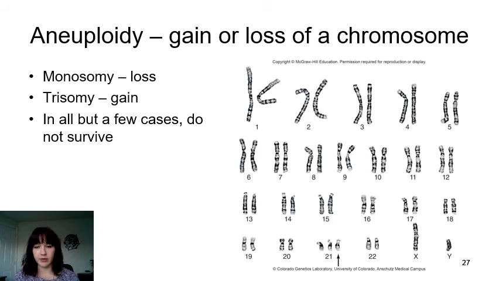So, aneuploidy: gain or loss of a chromosome. Trisomy is the one you may have heard of, where you have an extra, right? Trisomy 3, monosomy 1, right? And again, in most cases, the embryo does not survive this. In this example karyotype, you can see trisomy 21. So the pair of chromosomes, the 21st pair, instead of being a pair, there is a third chromosome.